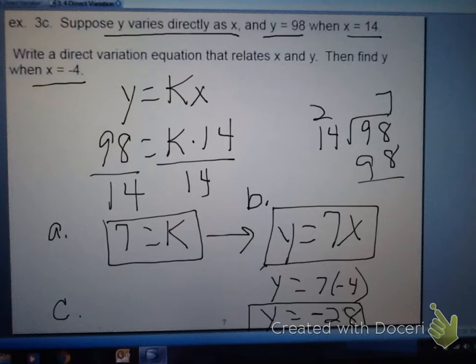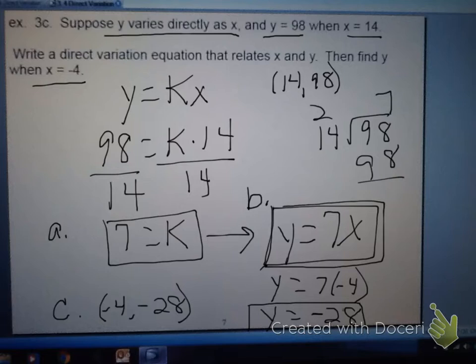So it's kind of like you have 2 points. The first point was 14, 98, and the second point will be negative 4, negative 28. And here's the equation of the direct variation.